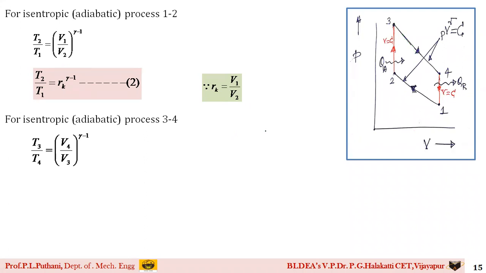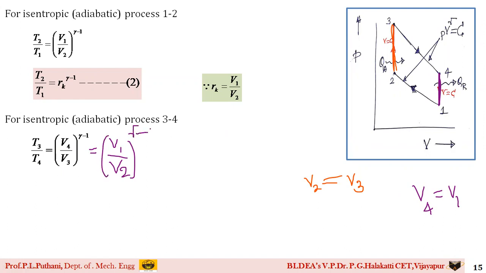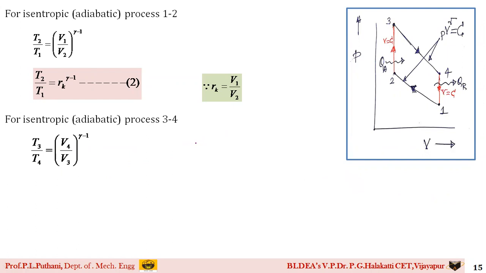Now, students, please observe here carefully. What is this process 2 to 3? It is a constant volume process, from which I can write V2 is equal to V3. Similarly, process 4 to 1 is also a constant volume process, which means I can write V4 is equal to V1. Now, if I do these simplifications in this equation, V4 as V1 and V3 as V2, T3 by T4 is nothing but (V1 by V2) to the power of gamma minus 1, or it is nothing but rk to the power of gamma minus 1. A small manipulation.